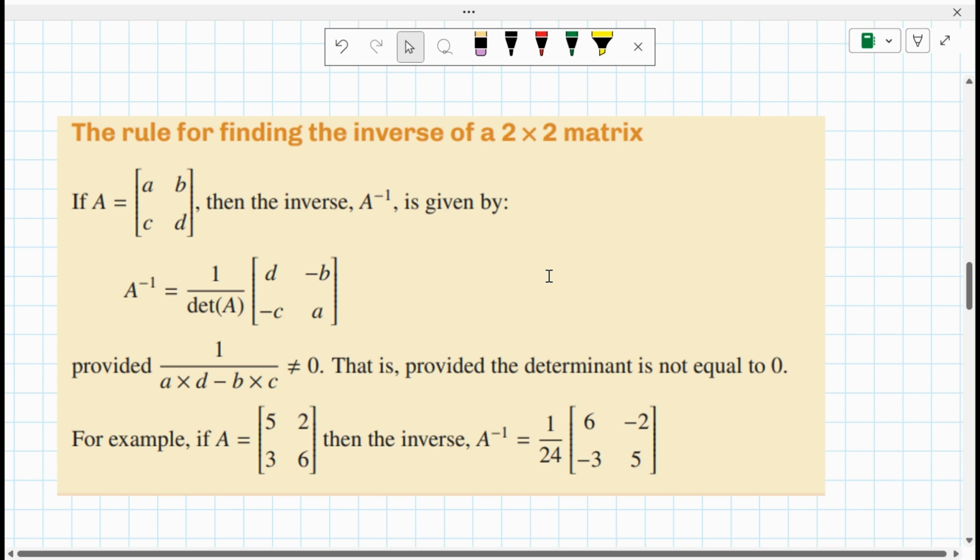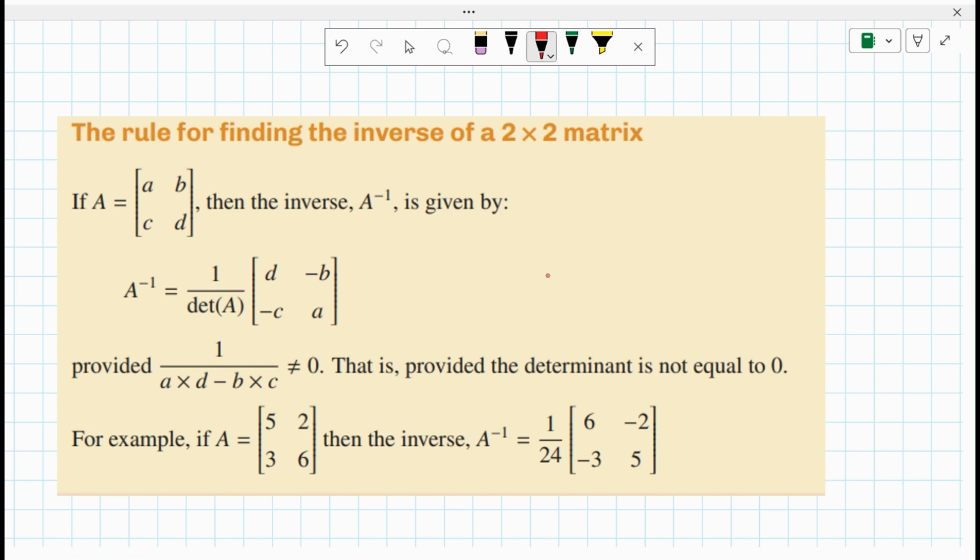All right, so now we'll find the inverse of a 2 by 2 matrix. If A is equal to a, b, c, d, and I want to find the inverse by hand, we need to use 1 over the determinant times the matrix with a and d swapped, and negative b and negative c. Start again. Swap a and d, and negate b and c.